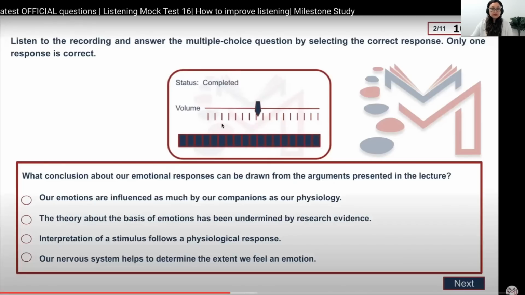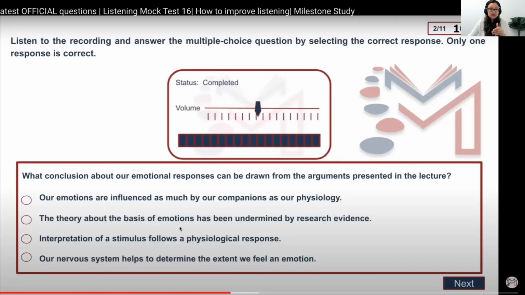Okay. I'm going to pause here. Take 10 to 20 seconds again if you want to risk that. If you don't want to risk that, then just pick a random option and click next, okay? So A is saying our emotions are influenced as much by our companions as our physiology. They said that our physiology will change the stimulus, and then sometimes we behave as our companions.